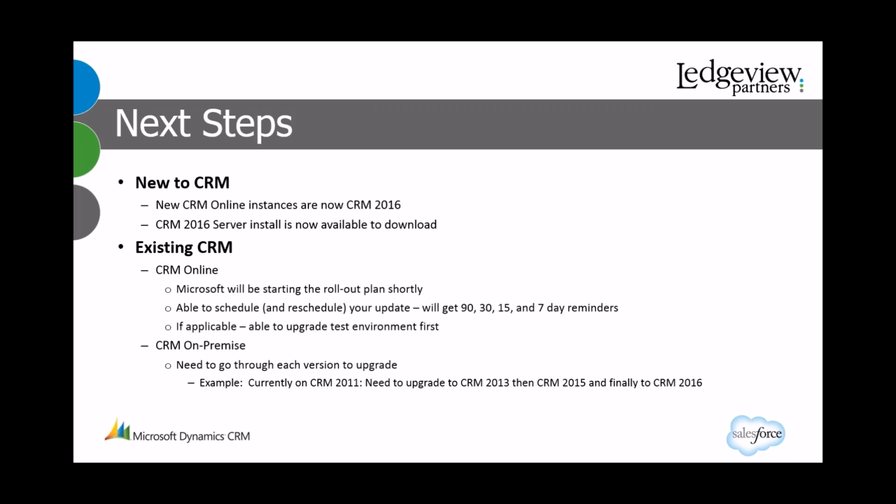For CRM on-premise, just like any other upgrade, you need to make sure that you go through the specific versions to get to the current version. My example is, let's say you're on CRM 2011 right now and you want to get to 2016. You have to go through this progression of upgrading to 2013, then upgrading to 2015, and then finally upgrading to 2016. So going directly to 2016 from an existing version does not work unless your version is 2015 right now for on-premise users.